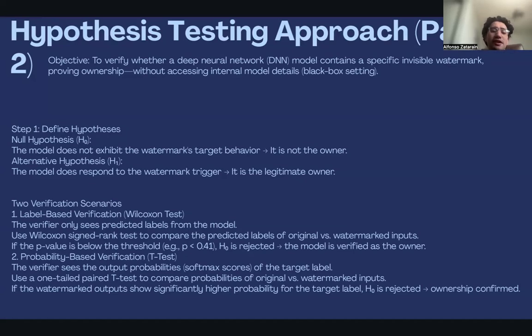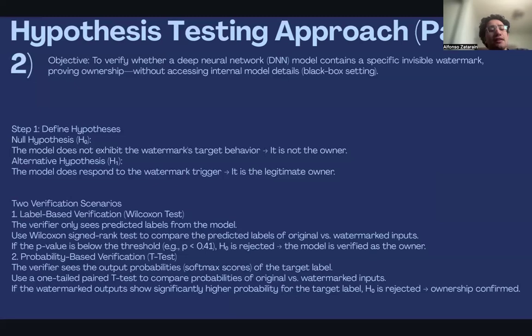We have two big verification scenarios. The first is label-based verification, where we'll be using a Wilcoxon test. What does this mean? This means the verifier only sees predicted labels from the model. We use the Wilcoxon rank test to compare the predicted labels of original versus watermarked inputs. And if the p-value is below the threshold, H0 is rejected, which would mean the model is verified as the owner. For our second test, we use a probability-based verification, which would be a t-test.